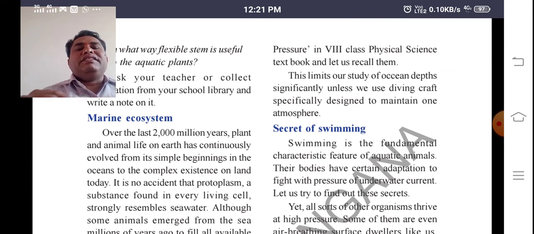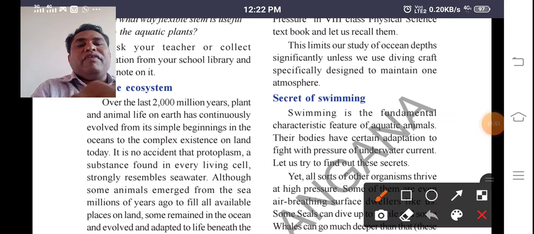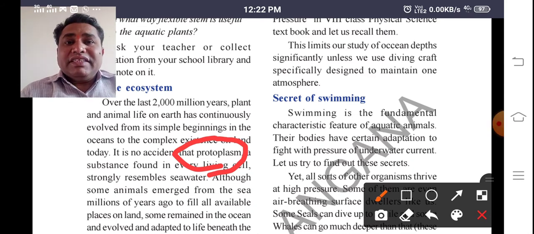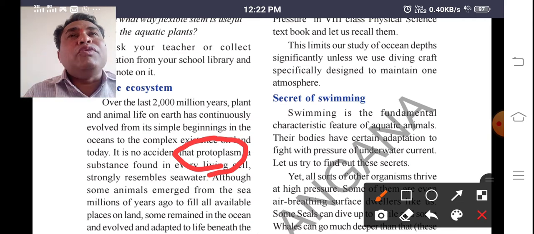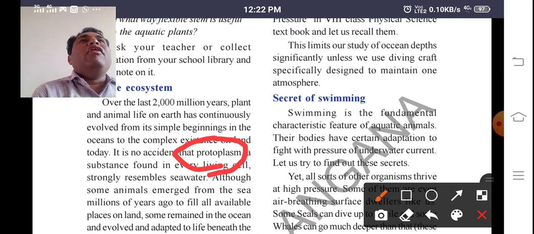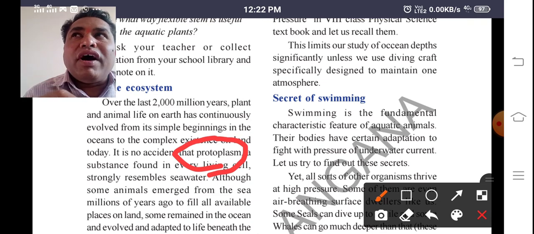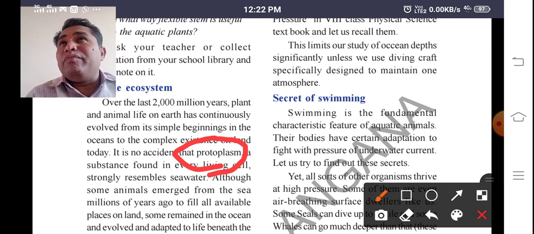So it is no accident that protoplasm is a substance found in every living thing. Mainly the basis for the formation of organisms is protoplasm. Proto means first, plasm means liquid. This liquid, because it has the most important chemicals, is responsible for forming a single-cell organism, which then evolved into multicellular organisms. The first single-celled organisms originated in the water medium.